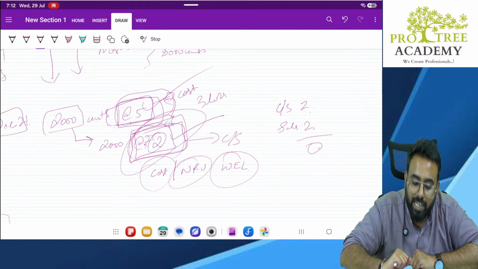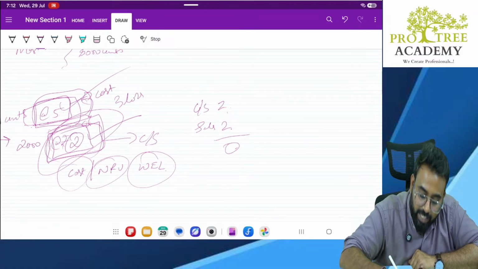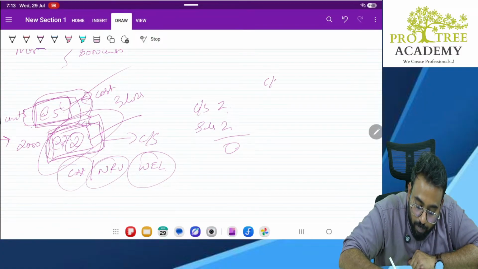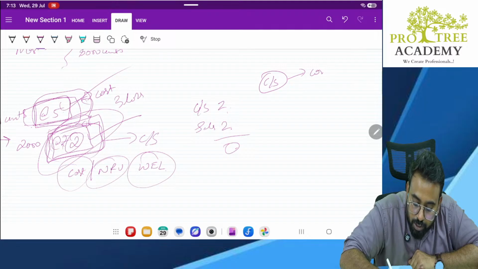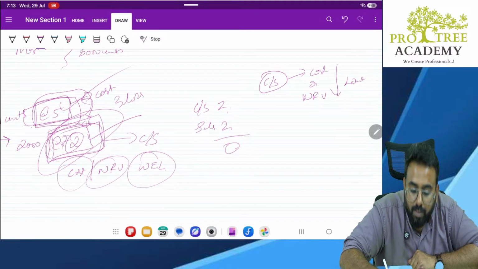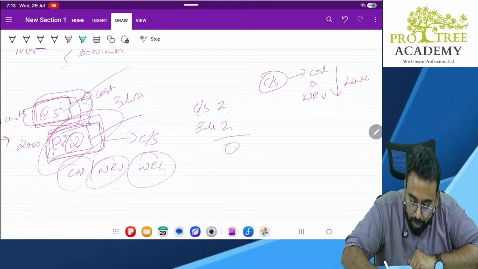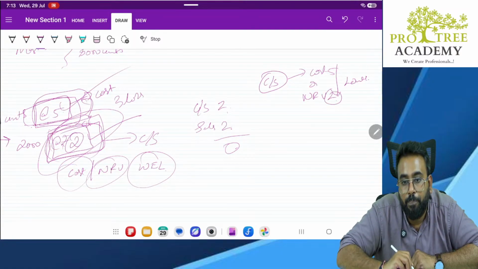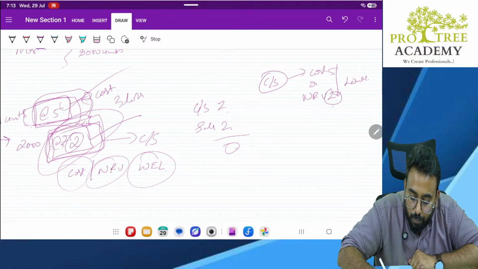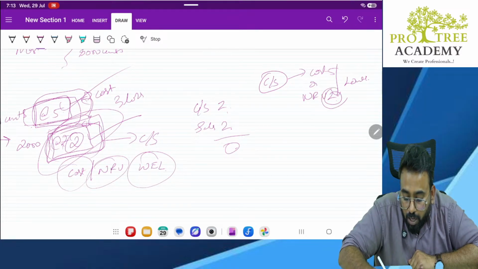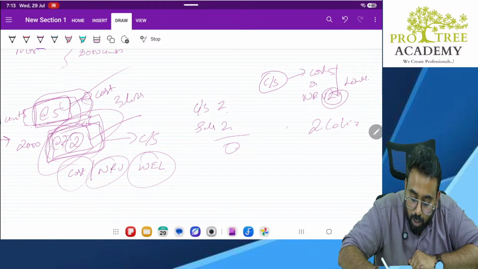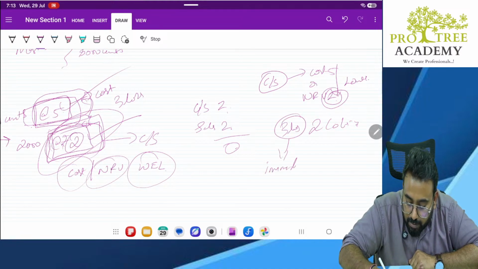When will you recognize immediately, sir? When I try to value my closing stock at cost or NRV, whichever is lower. Correct? Yes, sir. So 5 rupees is the cost, 2 rupees is the value. So how much is the NRV? 2 rupees. So what is the valuation principle? 2 rupees is the closing stock valuation principle. So this 3 rupees loss, what will happen, sir? I will write it off immediately.